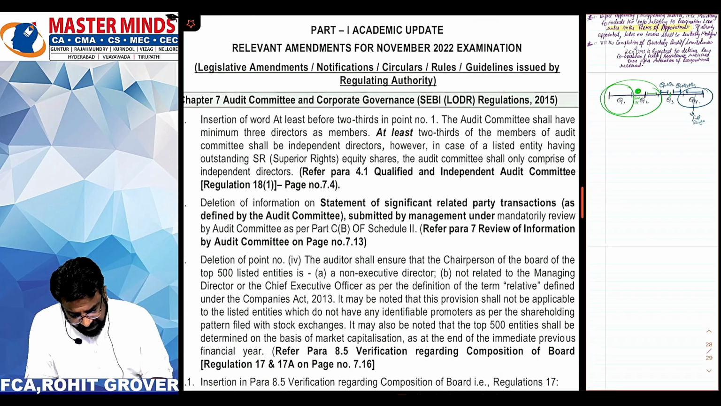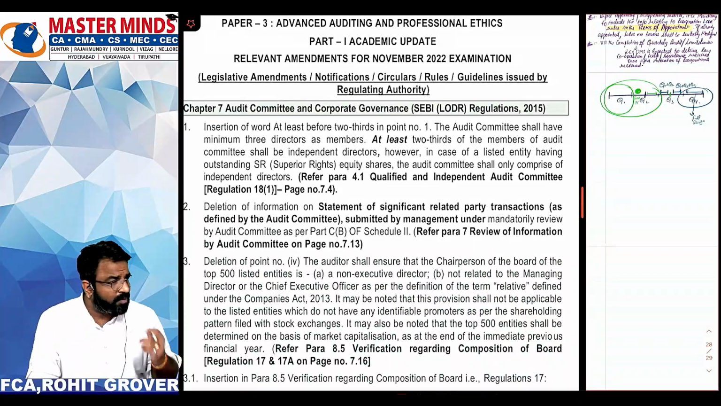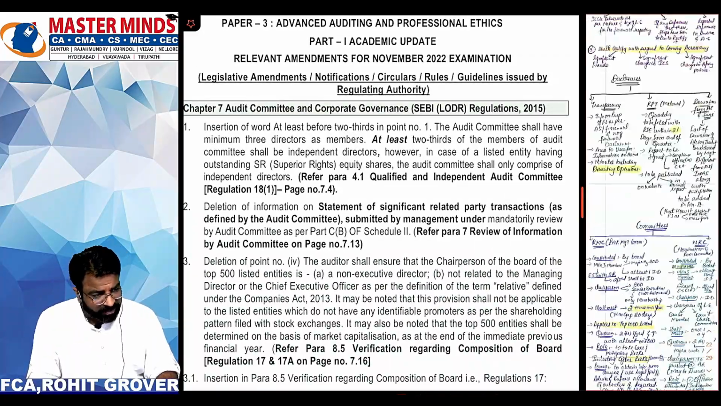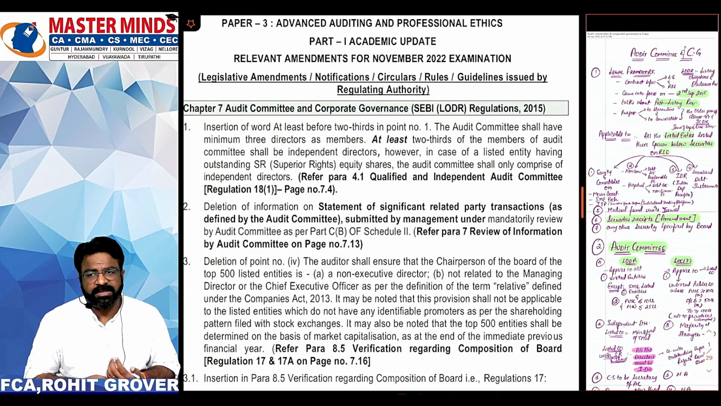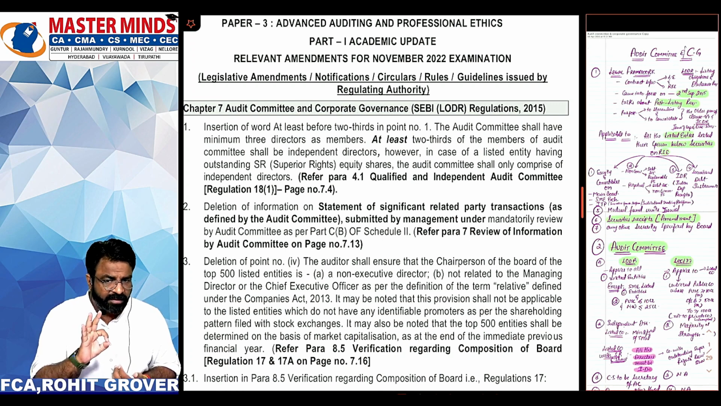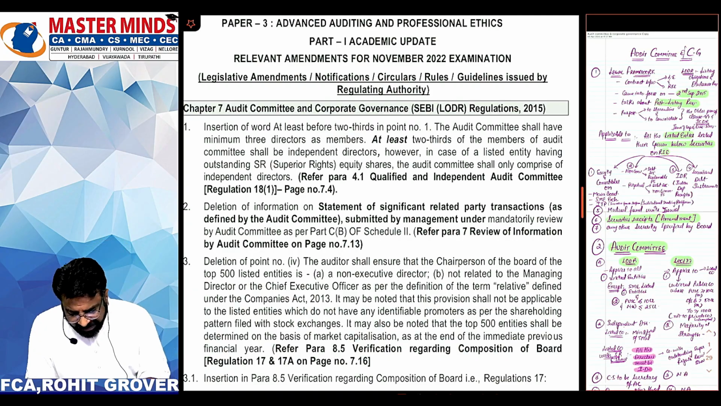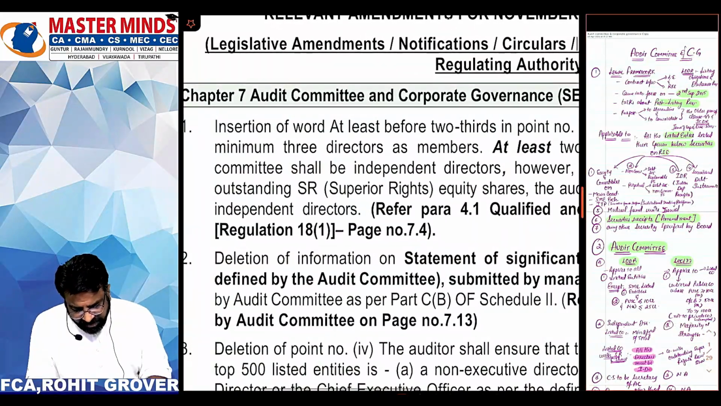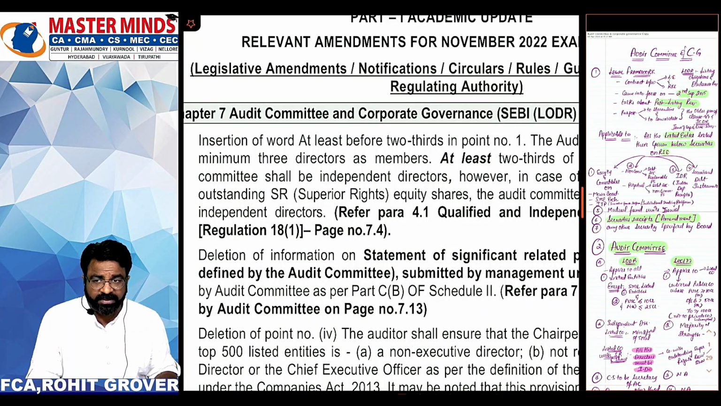The very first area, everyone, they are talking about the Audit Committee. We already know what we have learned about the Audit Committee as per LODR. As per the audit committee, how many minimum members do we need? 3. And at least 2/3 should be which director? They are saying insertion of the word "at least" before the 2/3. So that is amendment number 1, which we already know.